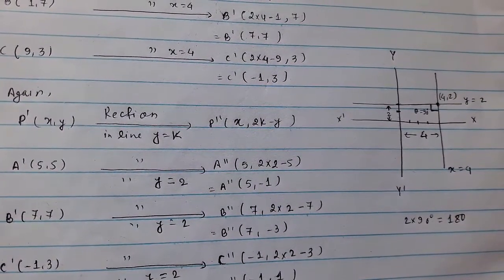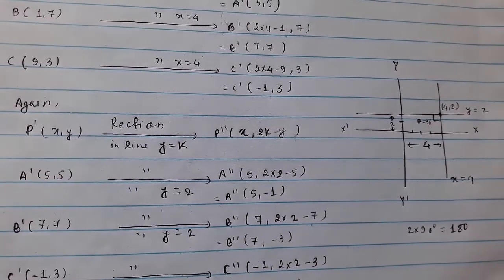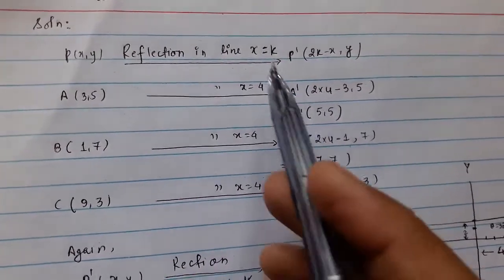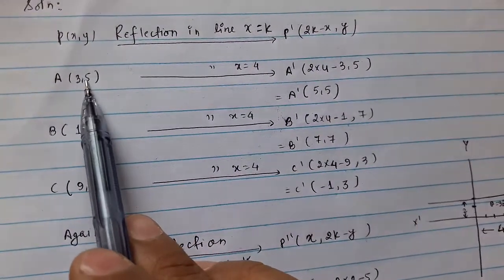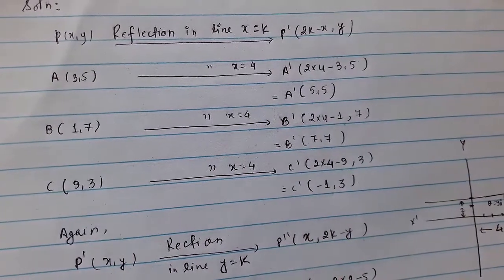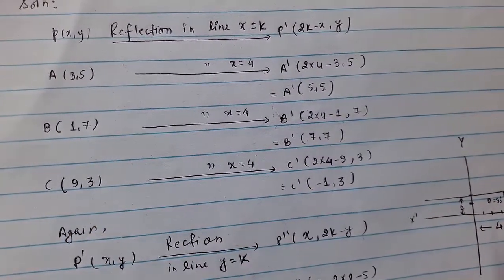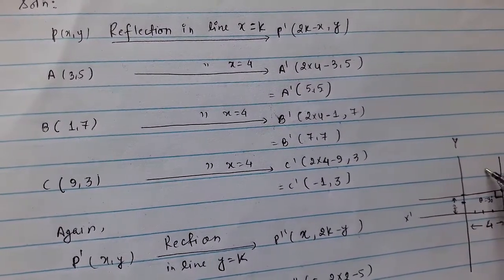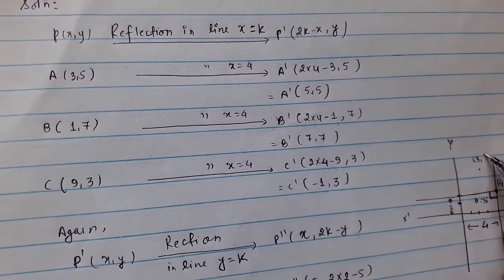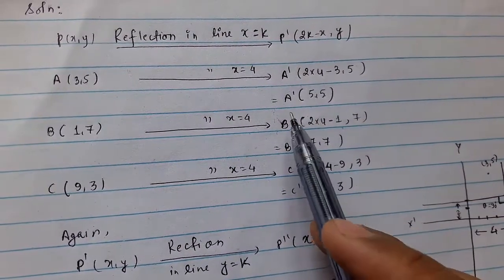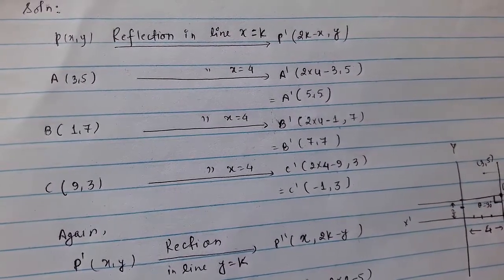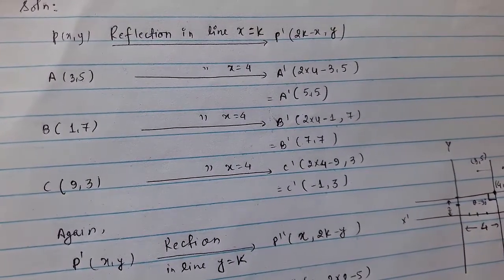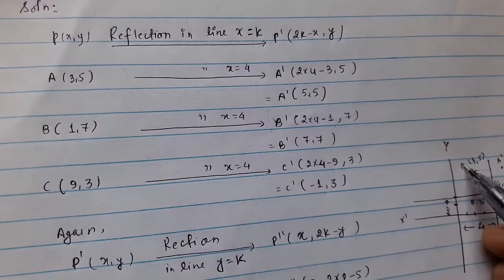We first see the nature of the images. Let's take one image. (3, 5) is the object, and its image is (5, 5). The image is just opposite, on this side: 4 is here, and (5, 5) is here.